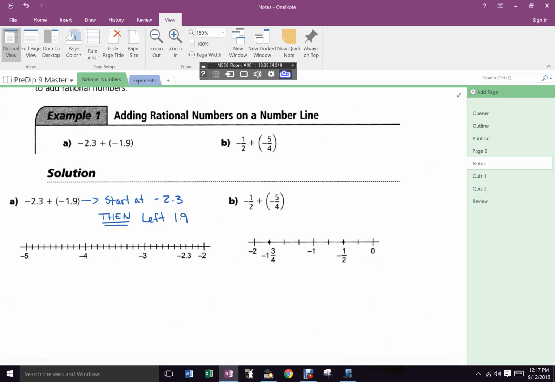Okay, so we start at negative 2.3, which I have put on here, and then we go left 1.9. Well, how many steps is that on here? 19. Are we really going to count 19 steps? Of course not. What is a shortcut you could use here? Wholes, right? I can go down to 3.3, 4.3, but I don't need to go 4.3. Then I can go back 1. And what is the answer? 4.2. Negative 4.2.